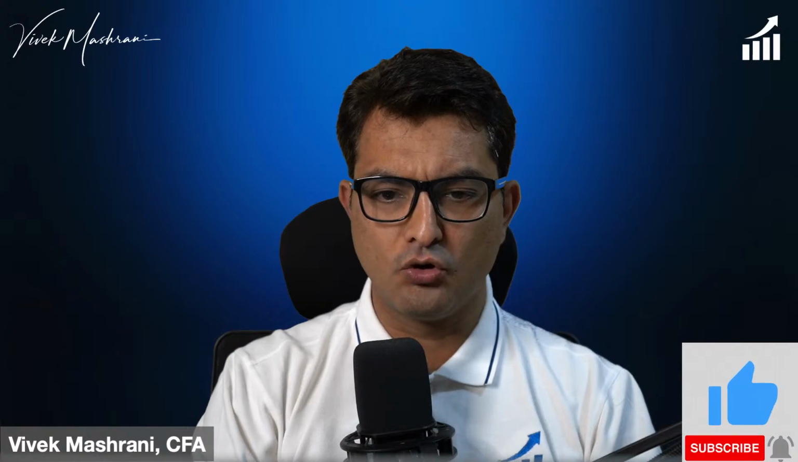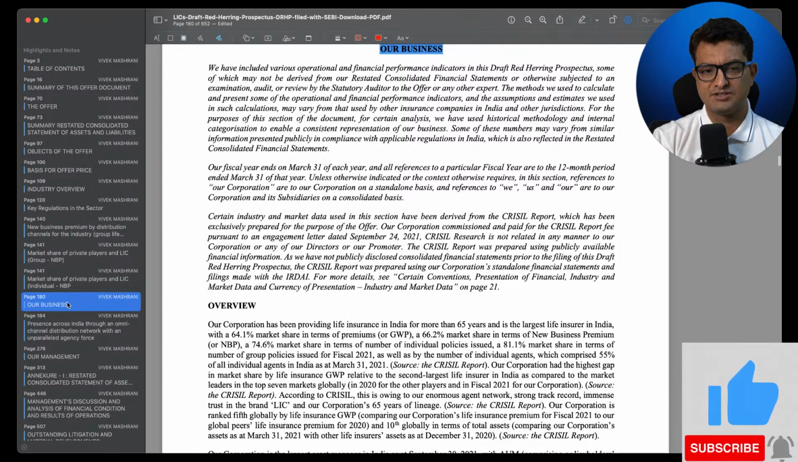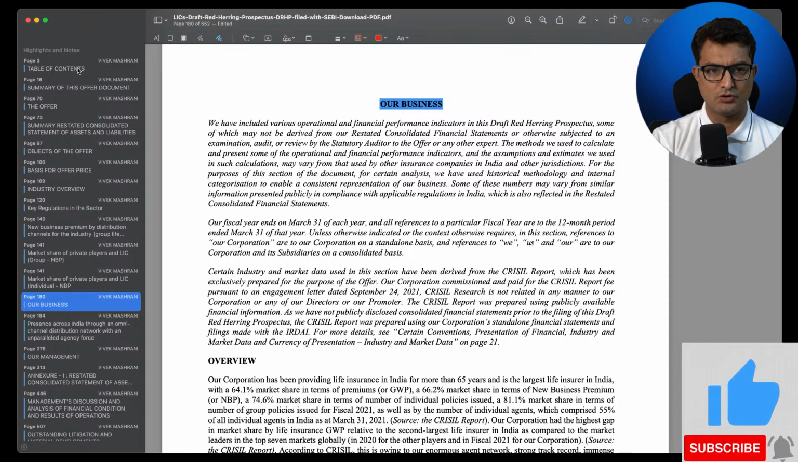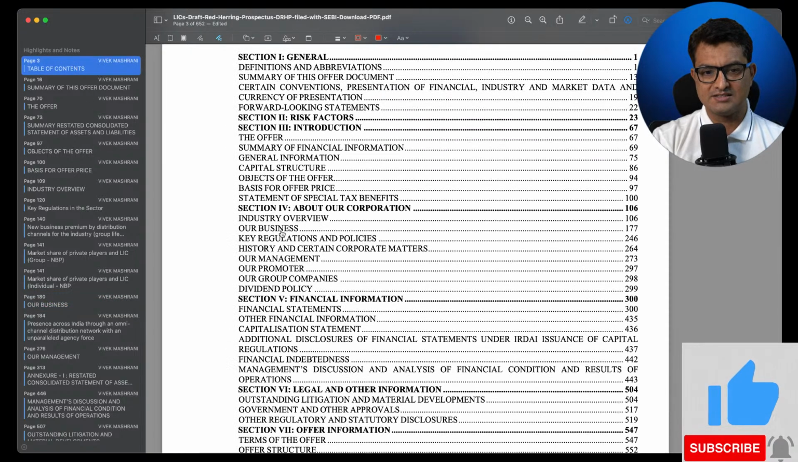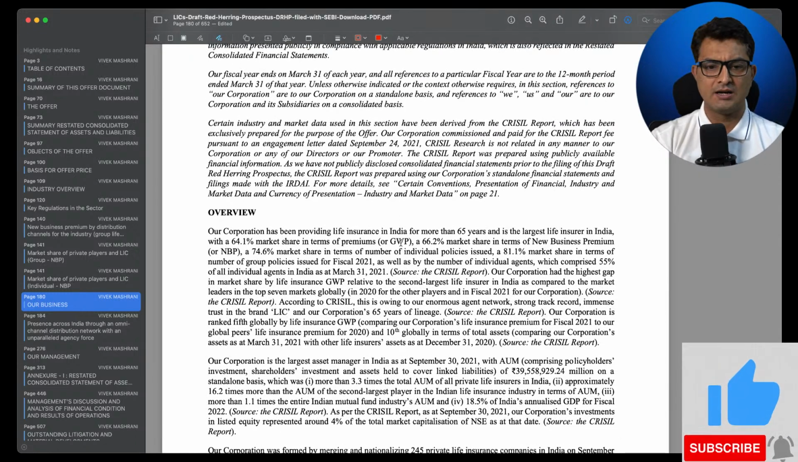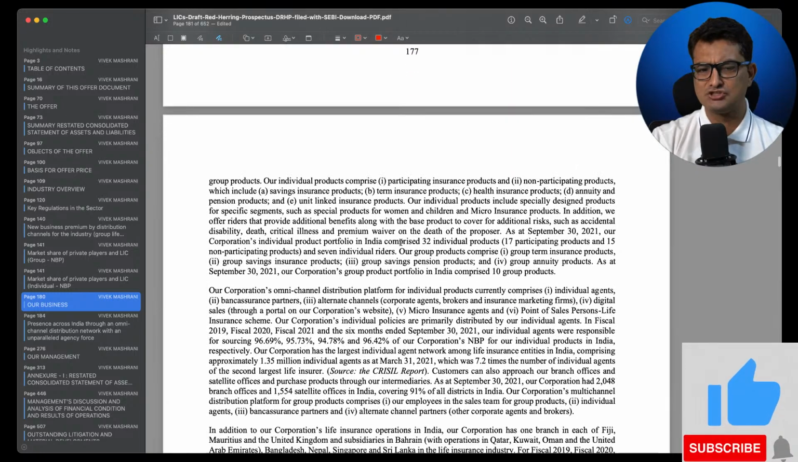Okay, so let's go back to our DRHP and understand some more important pieces. When you want to learn about the company, there is a section called Our Business. When you go to the table of contents, there is this Our Business, about the corporation section, and for each company you will find it. Then you go to the business and understand what they are doing. They will give the overview that we are more than 65 years old, we are in the life insurance sector, and this is our market share in the business premium. All these data points which you need will be given over here, and it is very extensive.